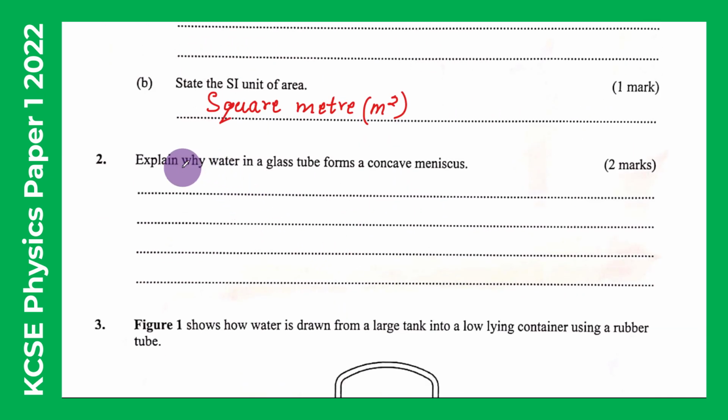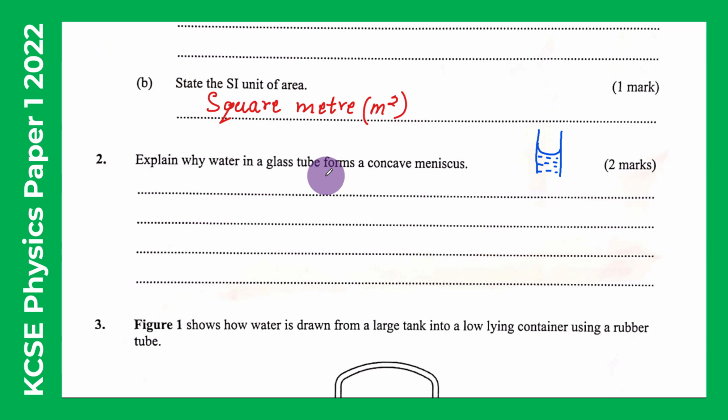Then the next question is about forces. Explain why water in a glass tube forms a concave meniscus. Now, what are we talking about here? This is what we are talking about. If this is the glass tubing, like that, and you put water in that glass tubing, you find that it forms that kind of curvature. This is what we call concave meniscus. If it was mercury, it will form convex meniscus, but this time it is water.